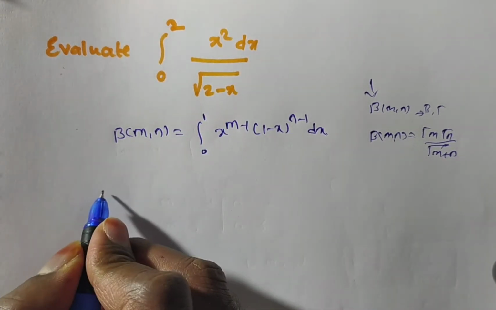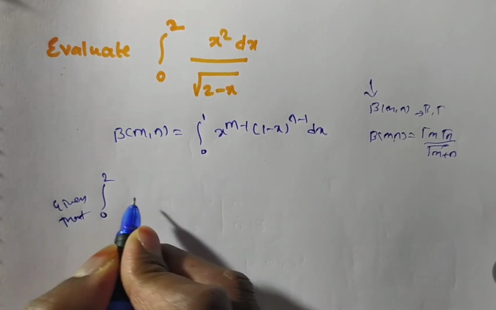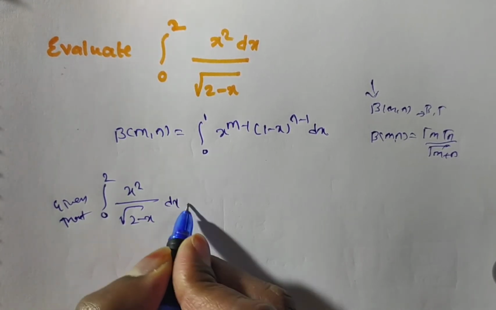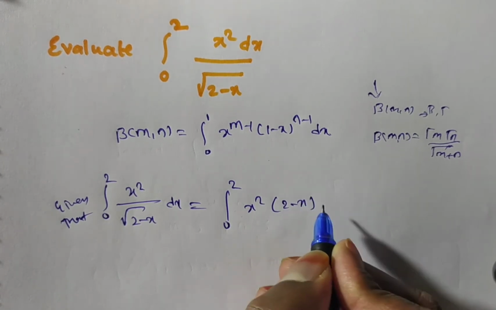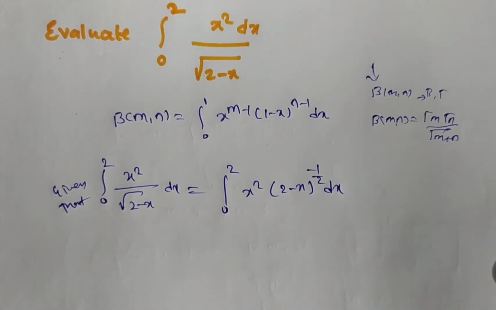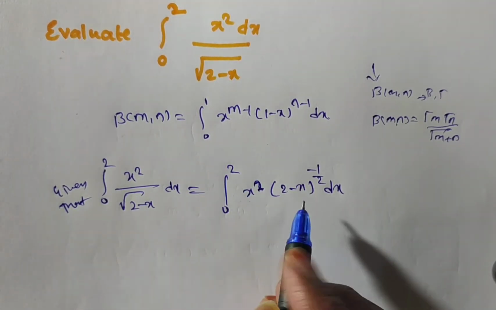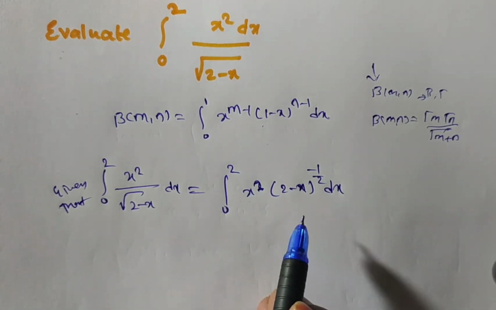Given the integral from 0 to 2 of x squared by the square root of 2 minus x dx, you can also write it as the integral from 0 to 2 of x squared into (2 minus x) to the power of minus 1 by 2 dx. Friends, in place of x to the power m minus 1 we have x squared, it's okay. But in place of 1 minus x we have 2 minus x.